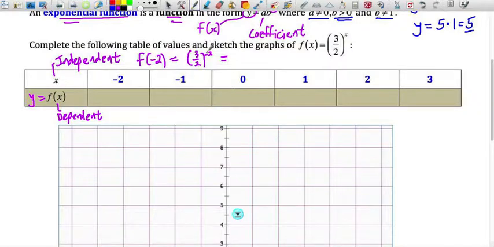We've got f of minus 2, that's 3 over 2 to the power of minus 2. Using our laws of exponents, that's 3 to the power of minus 2 over 2 to the power of minus 2. Using the properties of negative exponents, we can rearrange that as 2 squared over 3 squared, evaluate those expressions, and we get 4 over 9 as the value for y when x is minus 2 for the expression f of x equals 3 over 2 to the power of x.